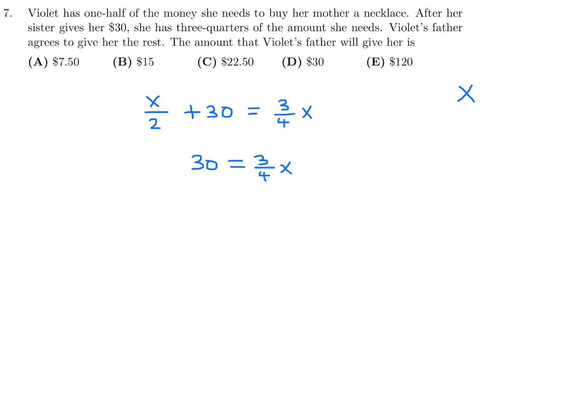So it'll be 3/4 x minus x over 2. That would be 30 is equal to x over 4, and therefore x is equal to 120. So the value of the necklace is $120.